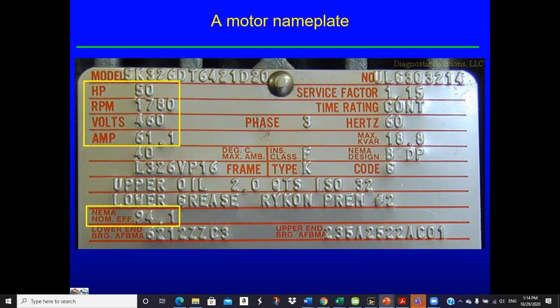We have a service factor of 1.1. For continuous operation, we can operate at 15% over 50 horsepower and not supposedly destroy the motor. 3-phase, 60 hertz, maximum kVAR, reactive power.